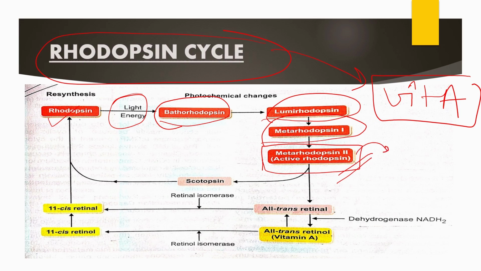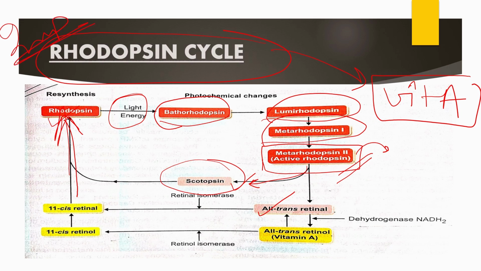This divides into two products, namely scotopsin and all-trans-retinal. All-trans-retinal in the presence of dehydrogenase and NADH2 converts into all-trans-retinol. Now these two trans forms get converted into cis forms, namely 11-cis retinal and 11-cis retinol, which along with scotopsin form or resynthesize rhodopsin. Hope the rhodopsin cycle is clear to you all. Please mark it as important.